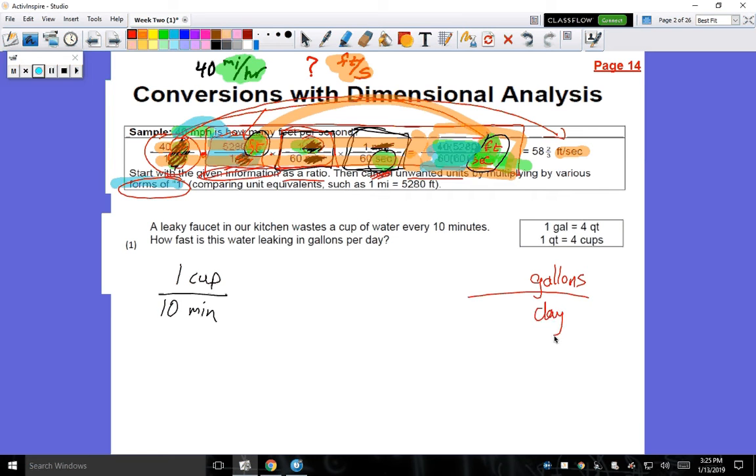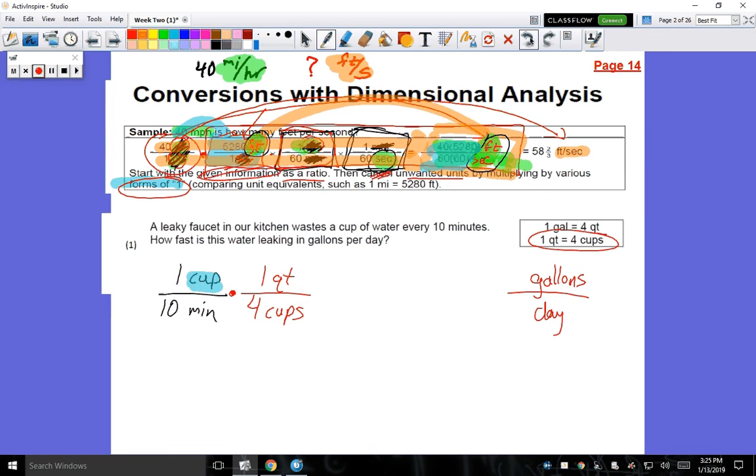All right. So let's see how we do this. First of all, I have cups in the numerator, and my goal is to get gallons. So I need to find a way to cancel out cups. Okay? So if I look at this, and I know that 4 cups are in 1 quart, I can say 4 cups are equivalent to 1 quart. And when I multiply this, I know those cups will cancel. So right now my running answer is quarts per minute.